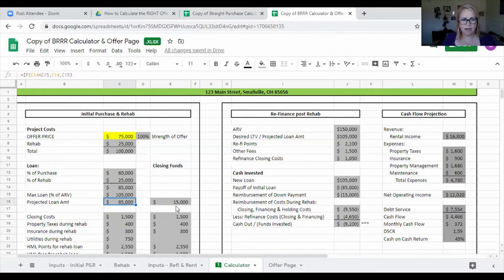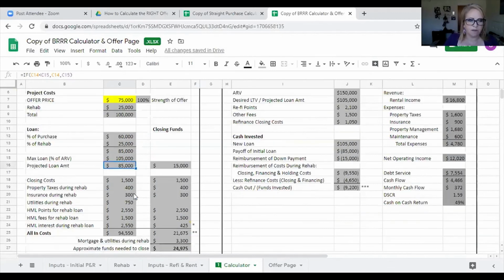Now I'm looking at my down payment. When I think of down payment, if I need $100,000 to purchase and rehab the property, but I'm getting a loan for $85,000, that means my down payment is effectively $15,000. It's the difference between the total purchase price and the loan amount, just like it was on the straight purchase. I'm just keeping track over here of what some of my closing funds are.